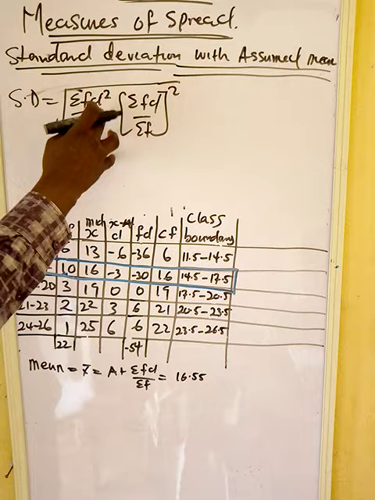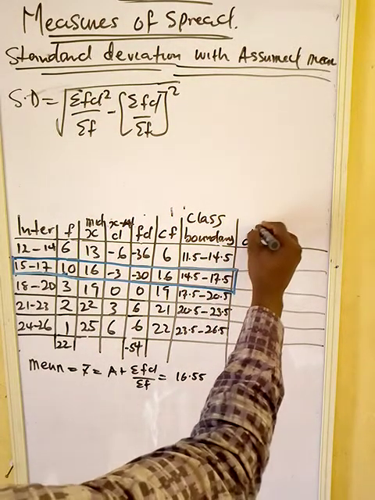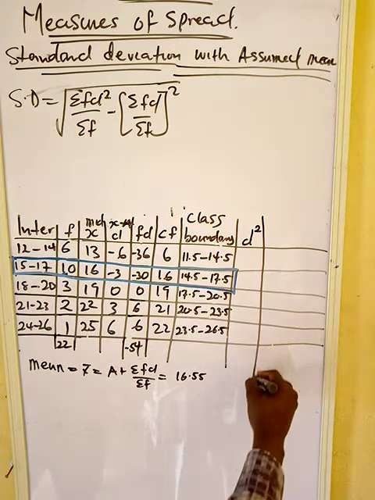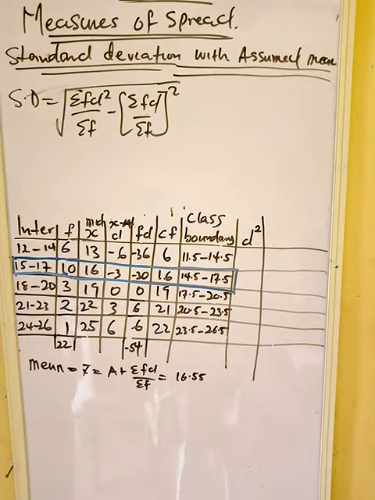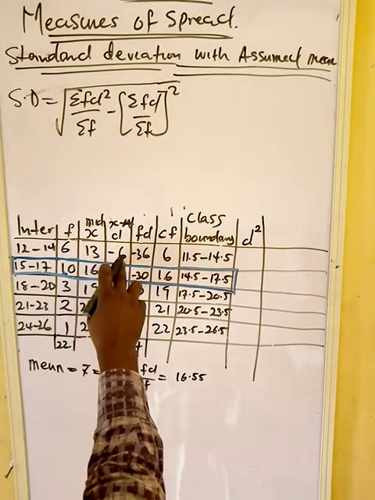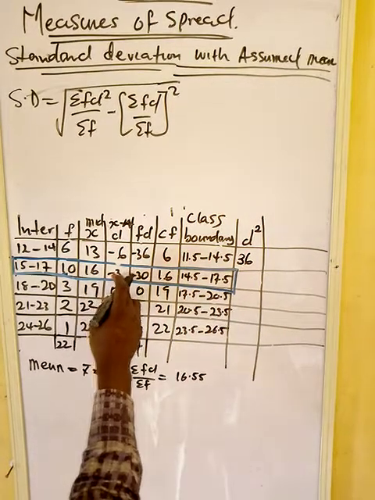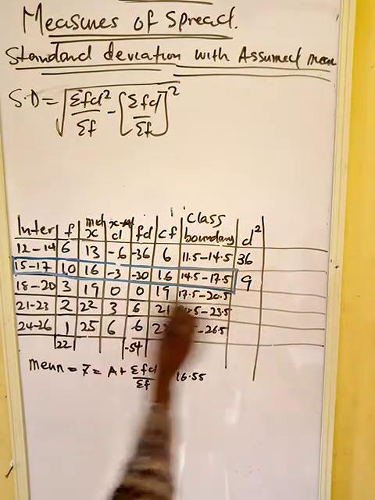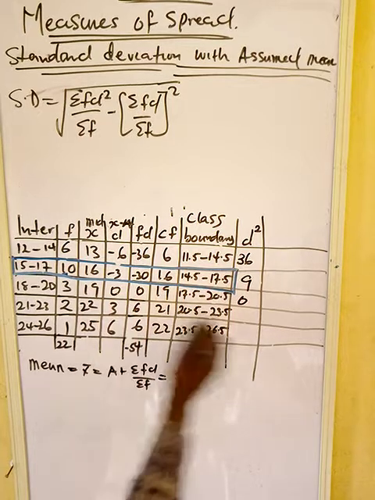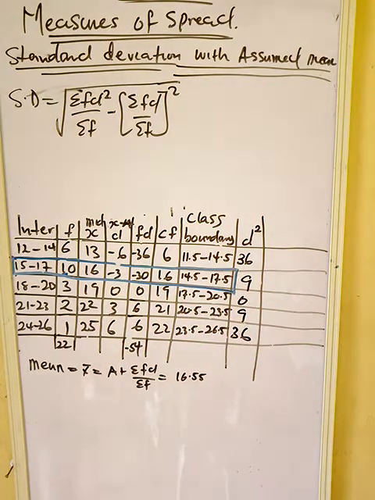So now we need fd squared. That means we need d squared. Now to get our d squared, where's our d? Minus 6 squared: minus times minus is plus, 6 times 6, 36. Minus 3 squared, 9. 0 squared, 0. 3 squared, 9. 6 squared, 36.